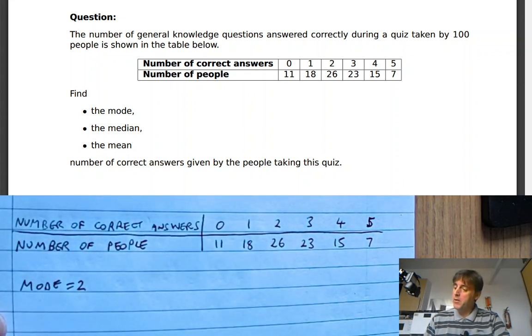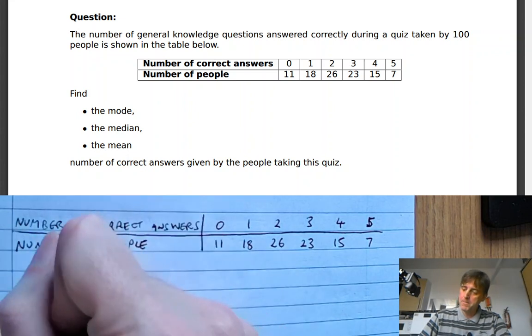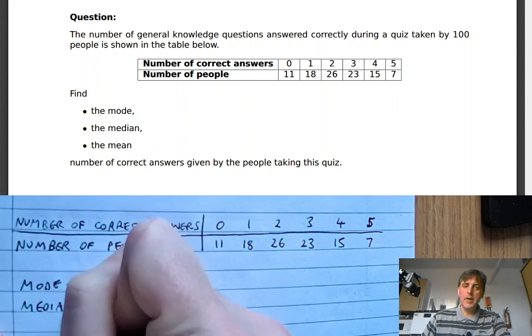The median. Now the median is the number which appears halfway through our list if we were to put them all in order. So if we imagine our 11 zeros followed by our 18 ones, followed by our 26 twos, and so on, we would find that the middle number would actually be a 2. And that's because we have 100 numbers in our set of data, and the 50th and the 51st numbers would both be 2s. So therefore our median is also equal to 2.